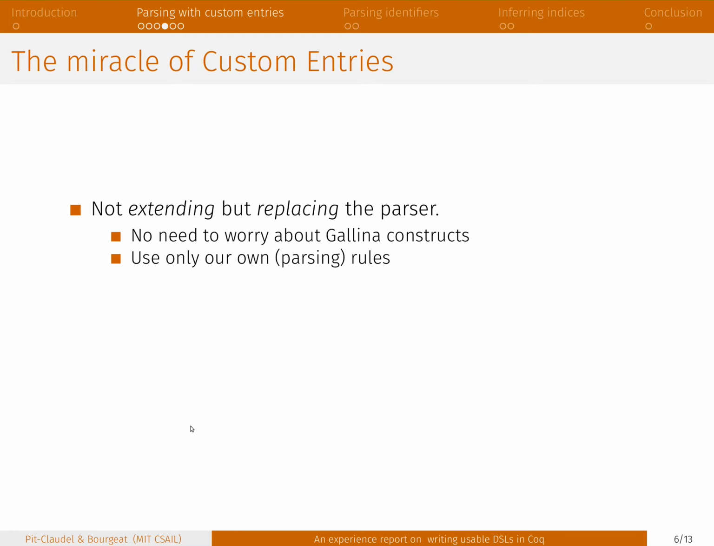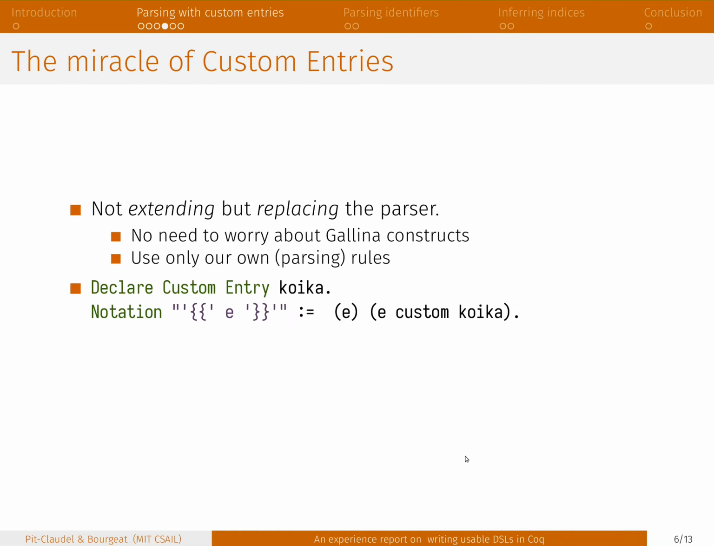The miracle of custom entries is that conceptually it allows us to not just extend, but replace the Coq parser. We won't need to worry about Galena constructs. We will only deal with our own parsing rules. It goes like this. We declare a custom entry, here named Koika, from the name of our language, and we specify in which context Coq should start using this alternative set of parsing rules. Here, for pieces of code between double curly braces, Coq should start using the Koika parser, and so nothing to do with the Galena parser anymore.